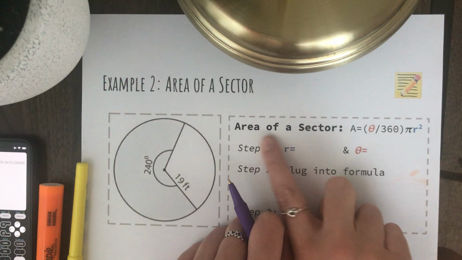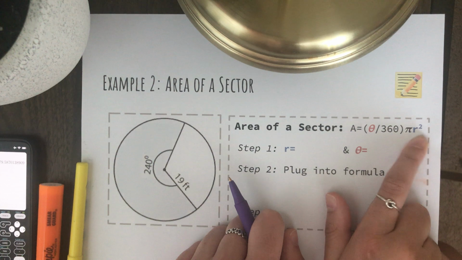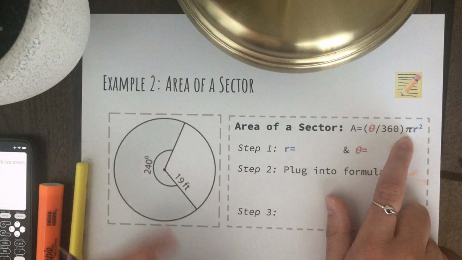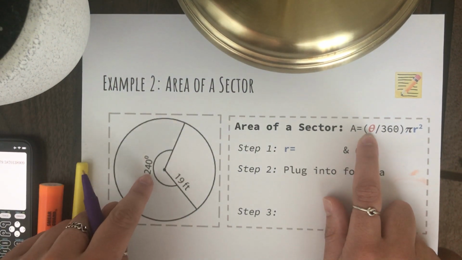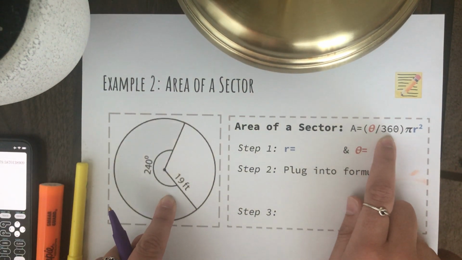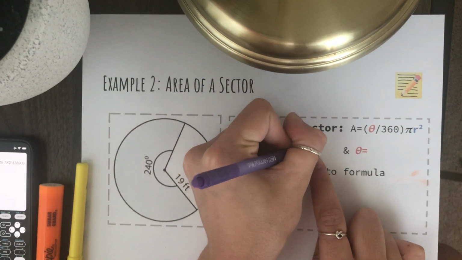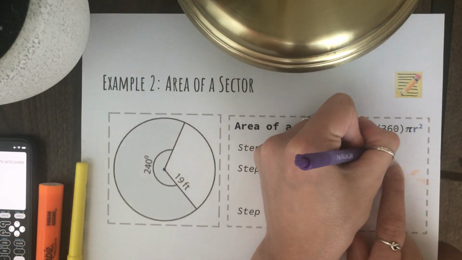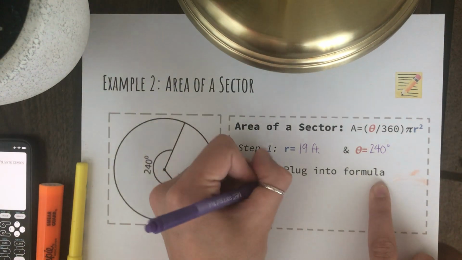But as you can see, the area of a sector, its formula is a little different. It's got pi r squared at the end, right? Because the area of a circle is pi r squared. What I need to do to find out just the area of this sector is multiply it by 240 degrees divided by the total degrees in a circle, which is 360. So I'm going to fill out my unknowns. R equals 19 feet, same as last problem, and theta equals 240. So I'll put 240 degrees right here. Now it's time to plug into the formula.